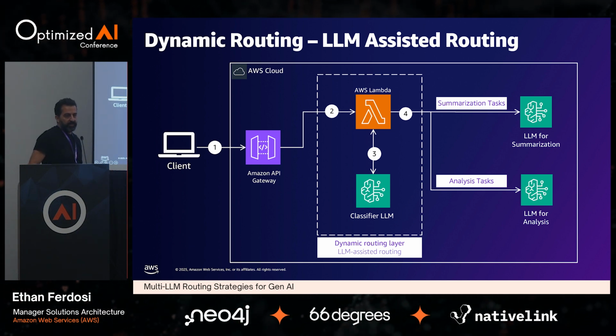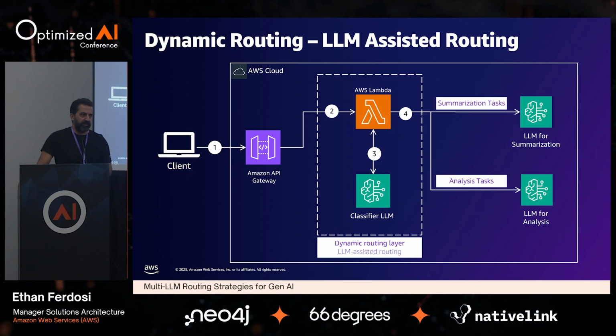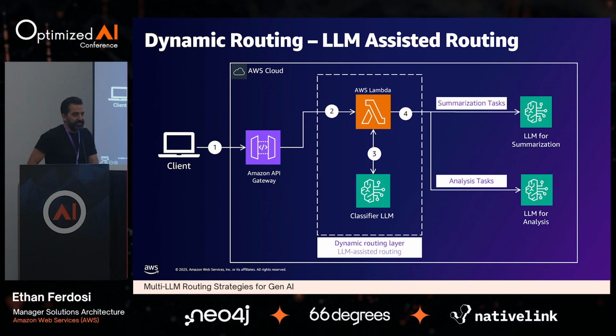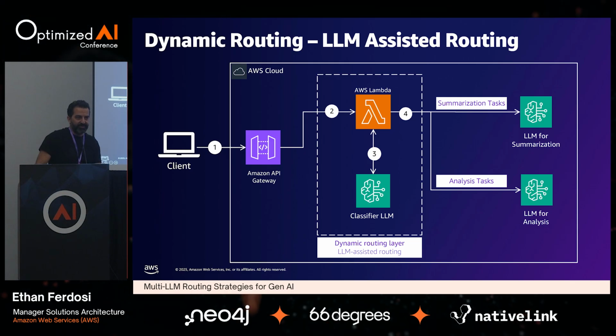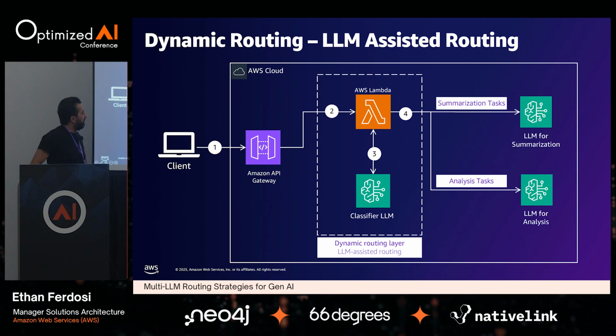Now, I know that most of you may not be very familiar with AWS architecture, but allow me to use some of them. I try to stay very high level here before jumping into specific services. So I want to show you one example about this LLM-assisted routing and two ways of doing it.